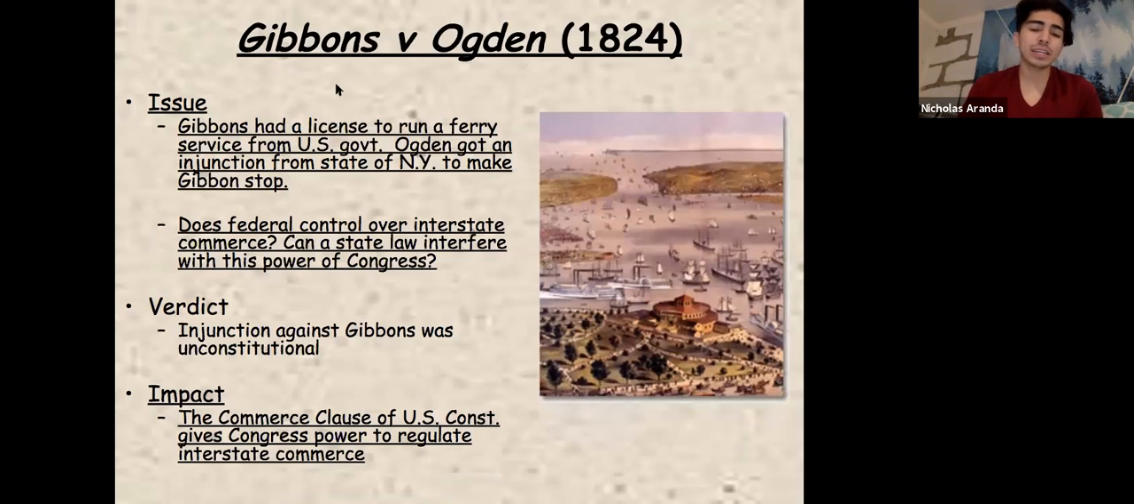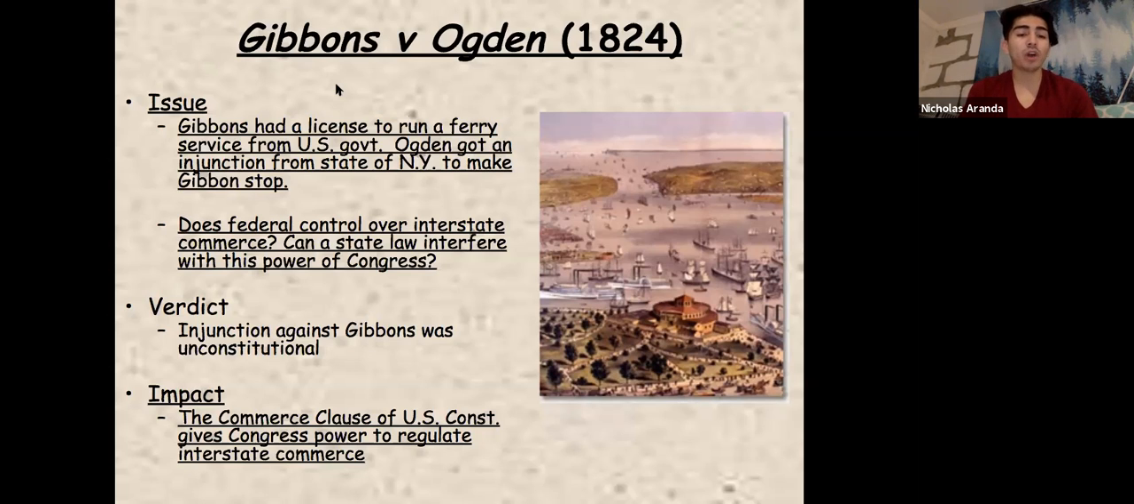Gibbons versus Ogden is a case from 1824. Gibbons had a license to run a ferry service from the U.S. government, and Ogden got an injunction from the state of New York to make Gibbons stop. So then the question was, does the Fed control interstate commerce, and can a state law interfere with this power of Congress? And the verdict was that the injunction against Gibbons was unconstitutional.